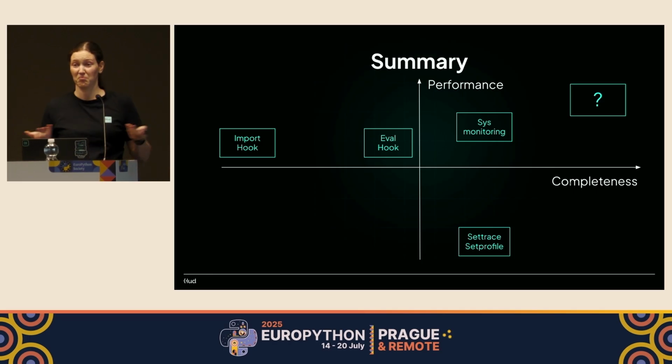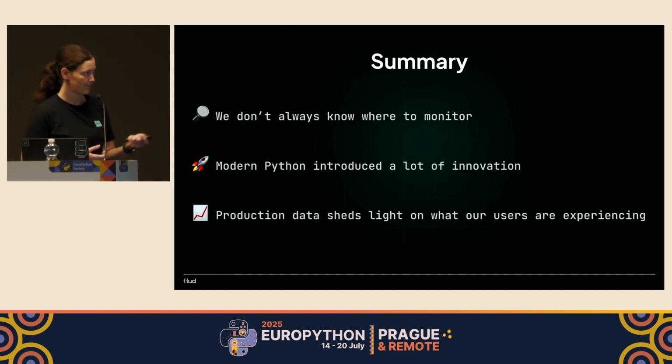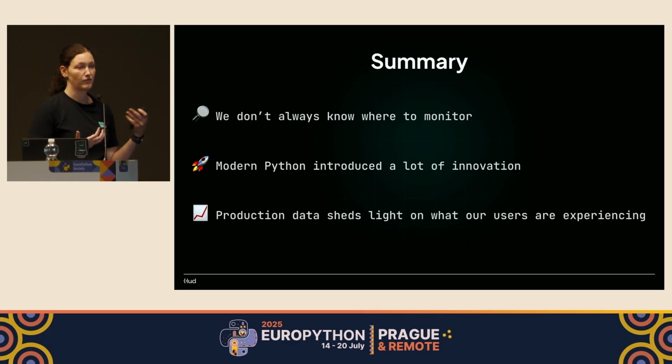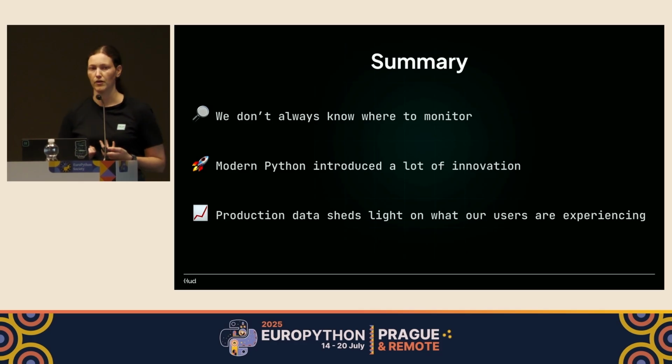About what comes next, I would say ask me again in 2 years, but I'm sure that things are happening, and there's definitely more room to grow there. In summary, we don't always know where to monitor, and that's one of the challenges here. Modern Python introduced a lot of innovation, and if you're using modern versions, I really urge you to have a look and think about how it can help you understand what's going on. And production data sheds light on what our users are experiencing, which is really important, and that is why we want to be able to monitor with very, very minimal overhead and very minimal labor in terms of engineering overhead.